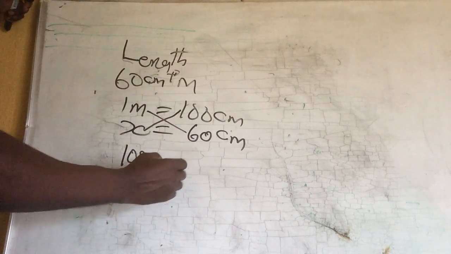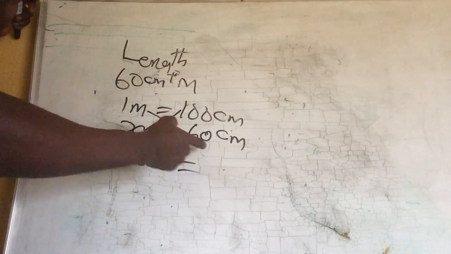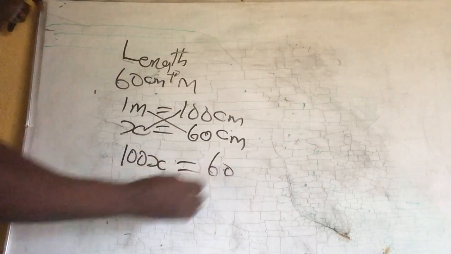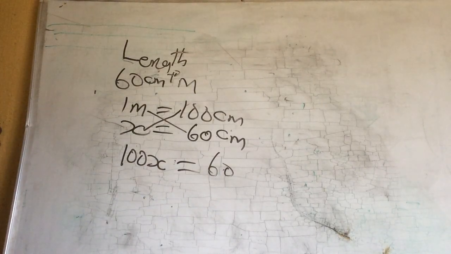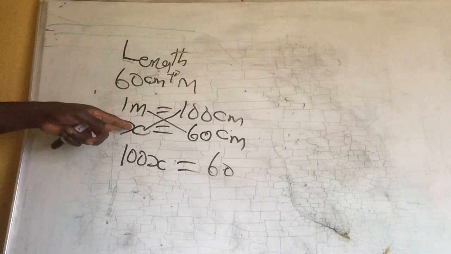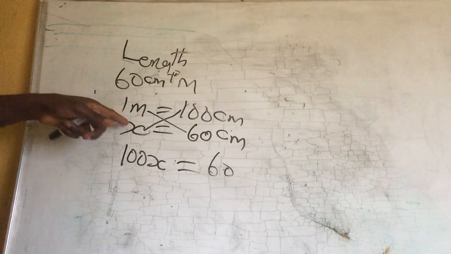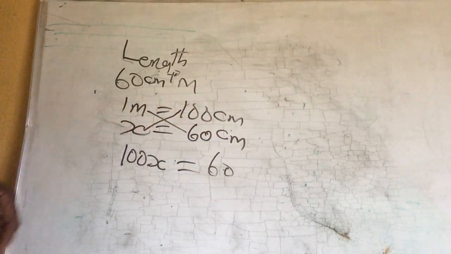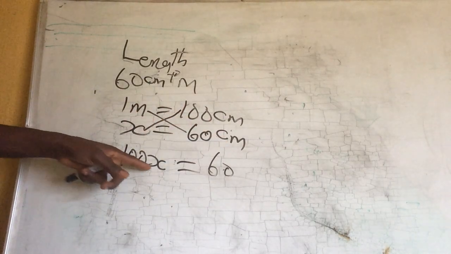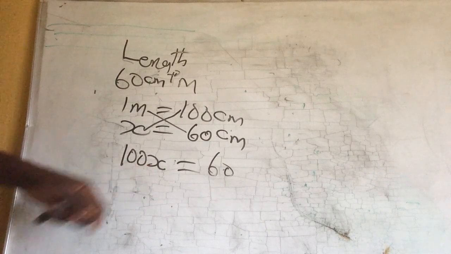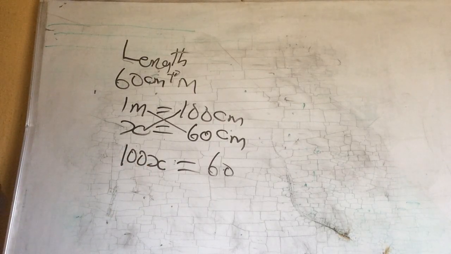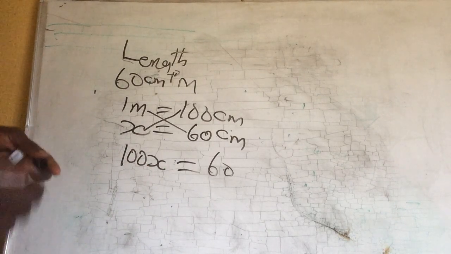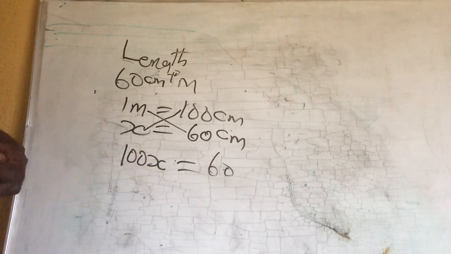Cross multiply, remember, equals 1 times 60, which is 60. So remember, I use x to represent what 60 cm will be in meters. So now, how do I get the value of x? Making x the subject of the formula. So how do I make x the subject of the formula here?